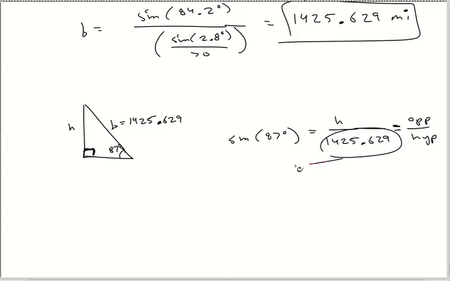I'm going to take this guy, multiply him to the other side. So my h is now equal to 1425.629 times the sine of 87. Put it all in the calculator, and I got... I did something else actually on my paper. I wonder if I get the same answer.